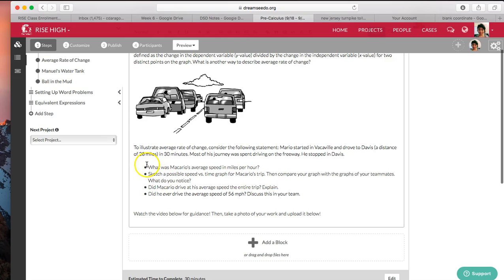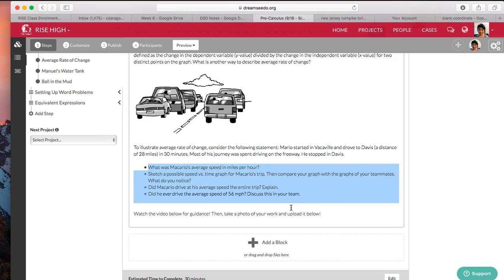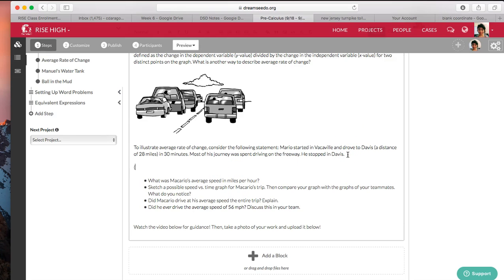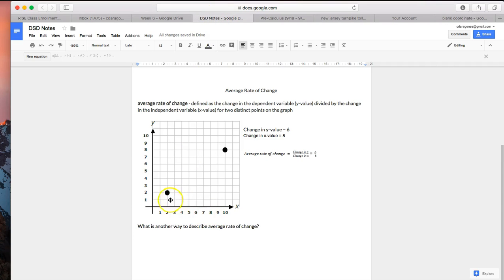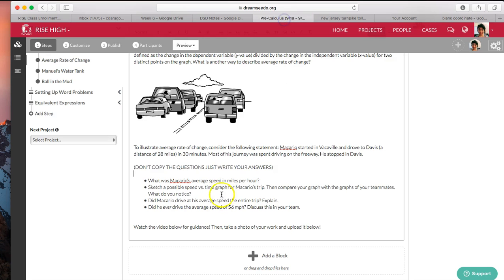I would like for you to answer the following questions in your notebook. So you don't have to copy the questions, just write your answers, okay, in your notebook. So the first question is, what was Mario's, oh, his name is Macario. Sorry. What was Macario's average speed in miles per hour? So again, look back at your change in y over your change in x.